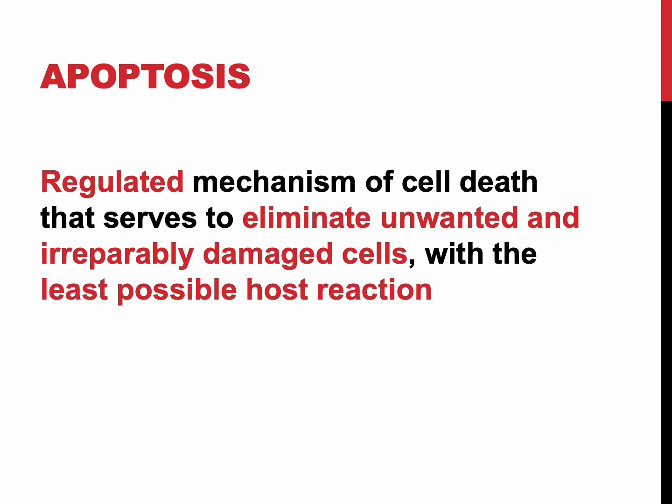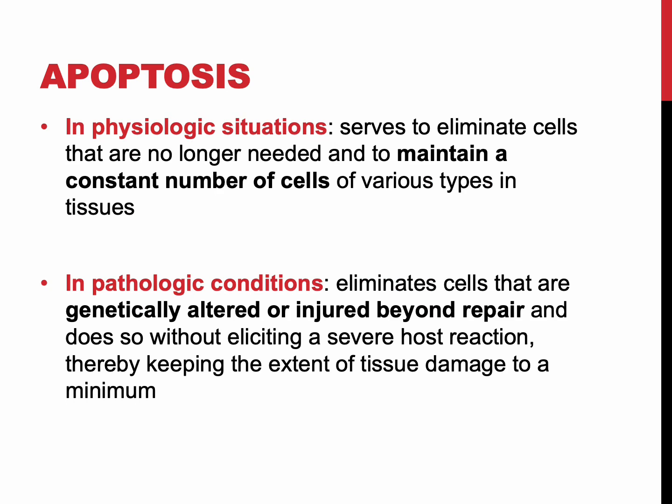So now let's discuss apoptosis. The definition of apoptosis is a regulated mechanism of cell death that helps eliminate unwanted and irreparably damaged cells with a minimal amount of reaction. So obviously we can eliminate cells via necrosis, but as we know, when you do necrosis, there's leakage of enzymes outside of the cell membrane, leading to inflammation. Via apoptosis, when a cell dies, typically there's no membrane damage, there's no leakage of enzymes outside the cell, and because of that, you don't have as much of a host reaction.